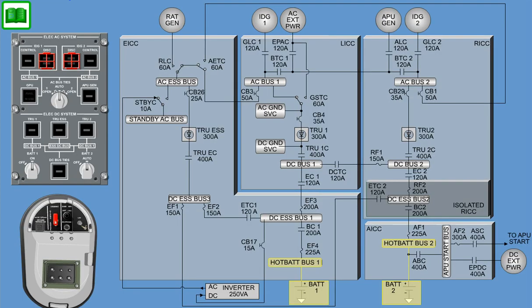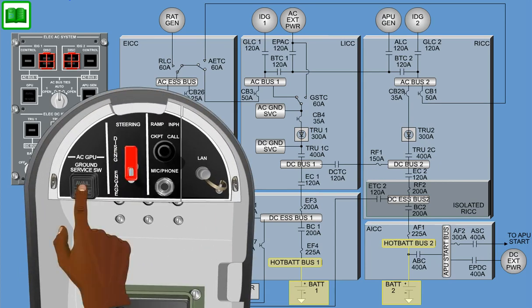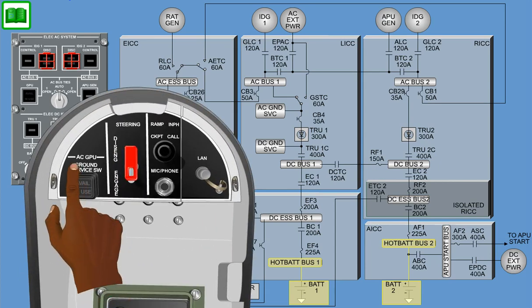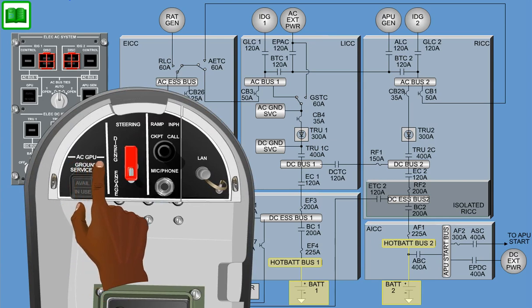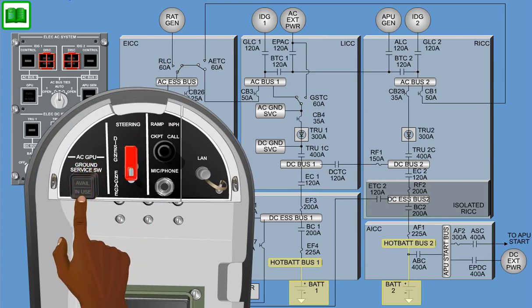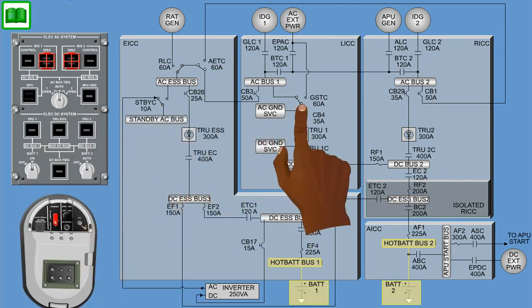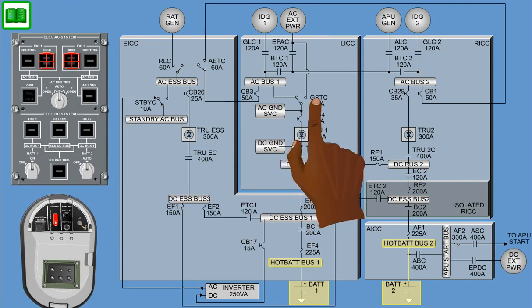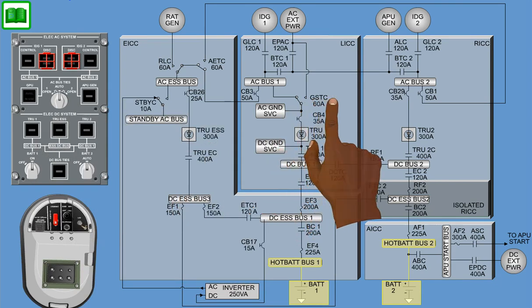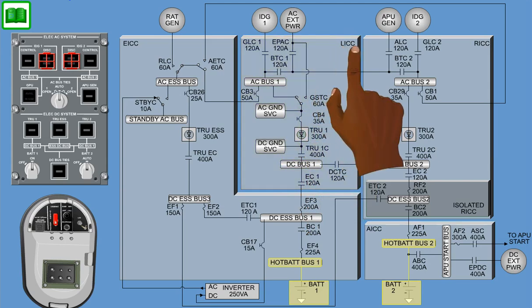A momentary action-type ground service switch is located on the AC external power panel. It is marked as an AC GPU and includes the avail and in-use indicator lights. This ground service switch provides control of the ground service transfer contactor, GSTC, through the external power module, EPM, inside the left integrated control center, LICC.